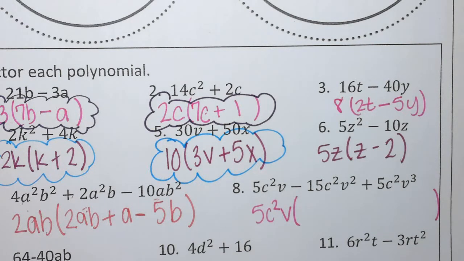If you need help, just let me know. 5 divided by 5 is 1. 15 divided by 5 is 3.